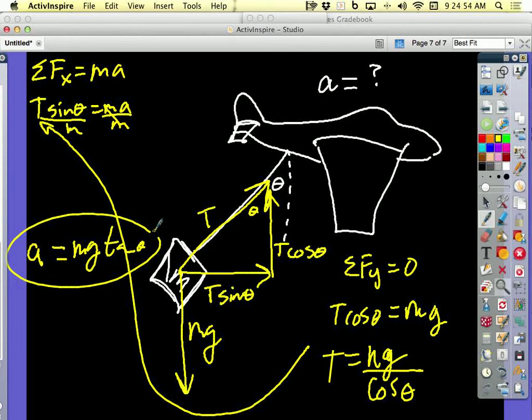so if you do M is T sine theta over A, and plug this into here, you get T cos theta equals T sine theta over A times G. Cancel out the T. And then move the A over here, move the cosine over there, and you get the same thing. Okay, I guess so.